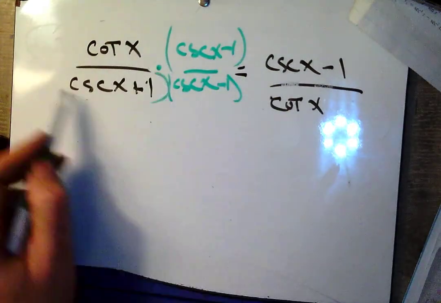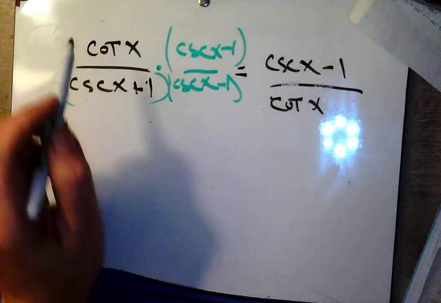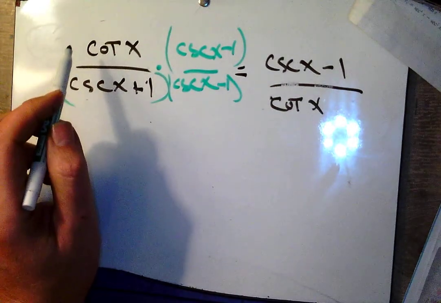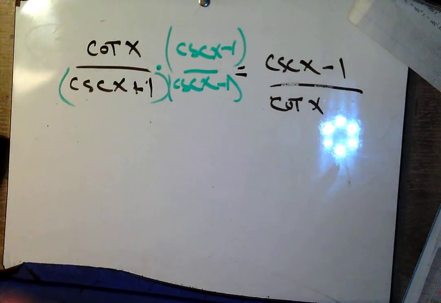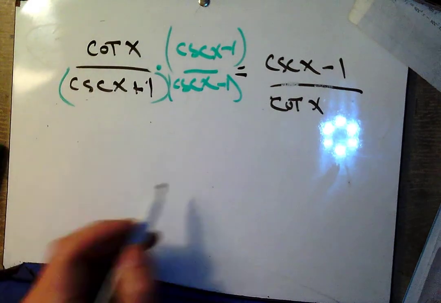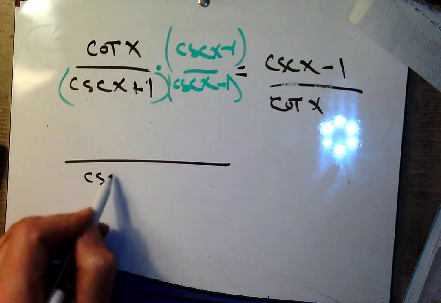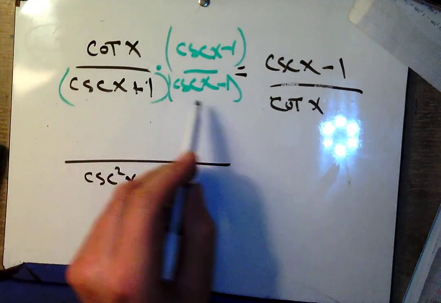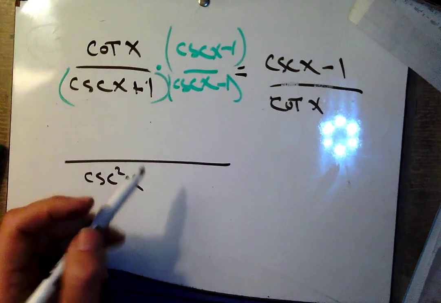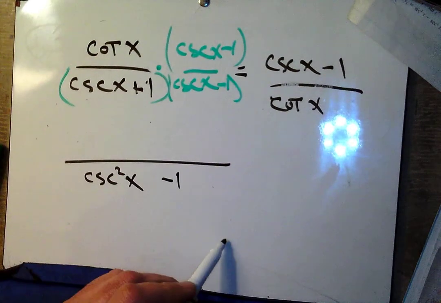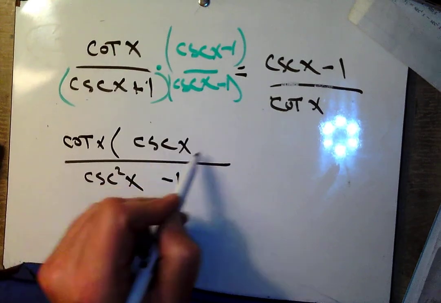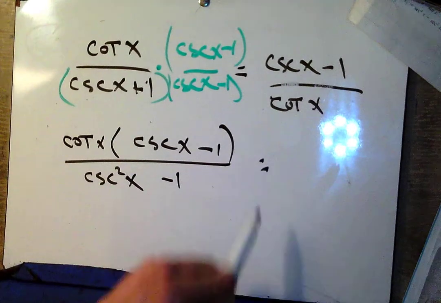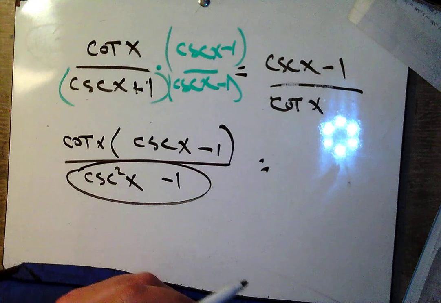On the bottom, I want to FOIL. On the top, I want to resist the temptation to distribute. Why? Well, let's see what happens when we FOIL on the bottom. We're going to have cosecant squared x plus cosecant minus cosecant. The middle terms go, and I have minus 1. On top, I'm still resisting the temptation to distribute, because what's cosecant squared minus 1?